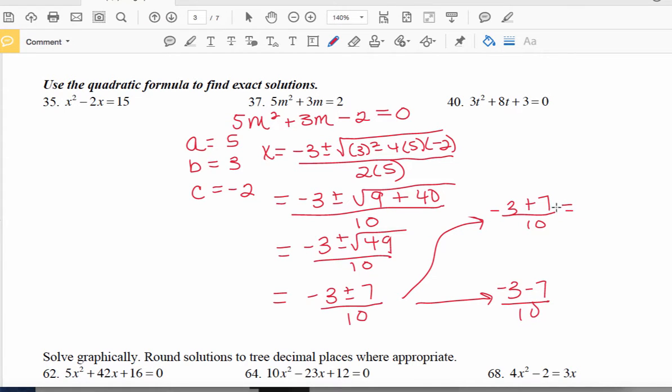And then 7 minus 3 is going to give you 4, and you can reduce that to 2 over 5. And then over here you get negative 10 over 10, which is negative 1.